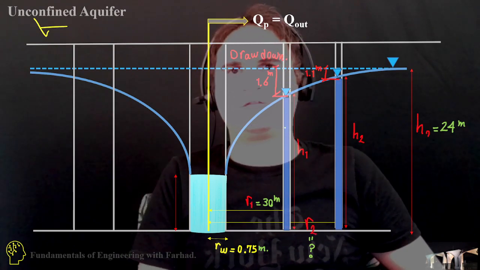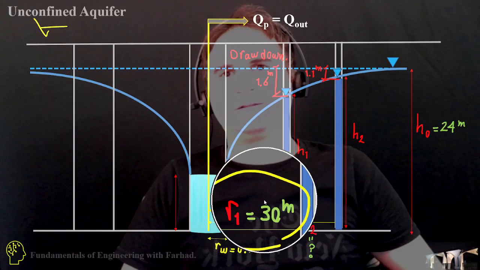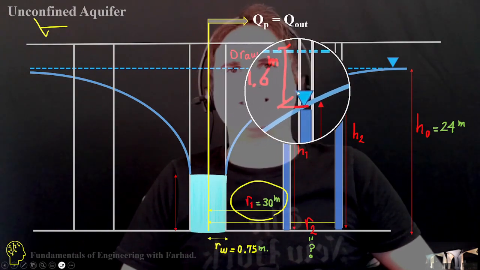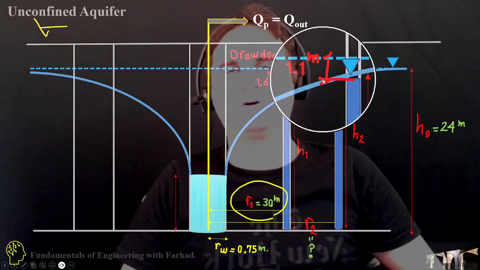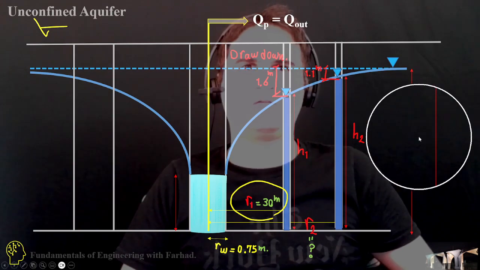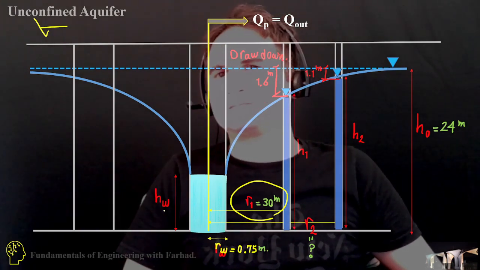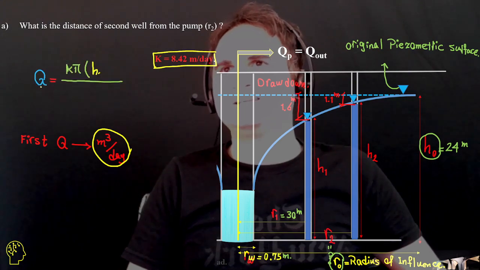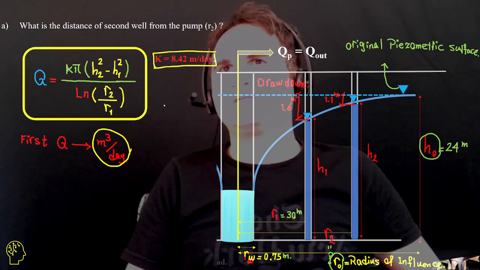So again, the first observation well is located at a distance of 30 meters from the center line of our well, and the drawdown for that is 1.6 meters. The second one is located at an unknown distance, which we are going to calculate, with a drawdown of 1.1 meters from the piezometric line, and the total height of our unconfined aquifer is 24. So let's see what the distance of the second well from the pump is.